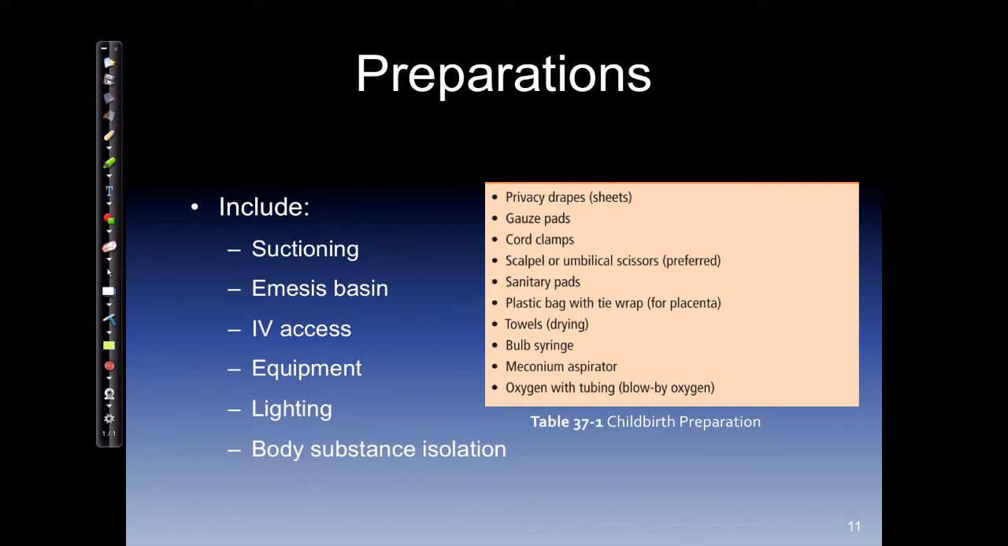This is table 37.1, child preparation, and things like suctioning, emesis basin, IV access, equipment, appropriate lighting, and then body substance isolation should all be thought about. Privacy drapes, gauze pads, cords, clamps, scalpels, sanitary napkins, plastic bag for placenta, towels, bulb syringe, meconium aspirator in case we do see meconium in the child's upper airway, oxygen tubing for blow-by oxygen.